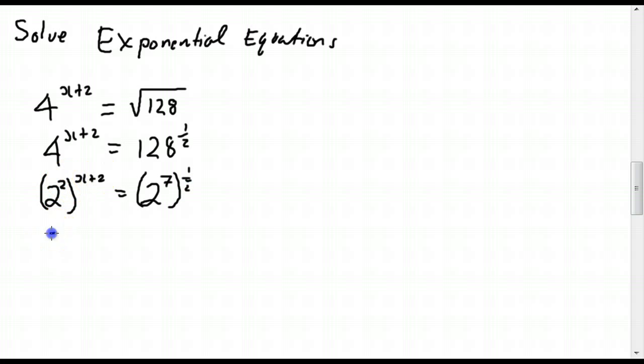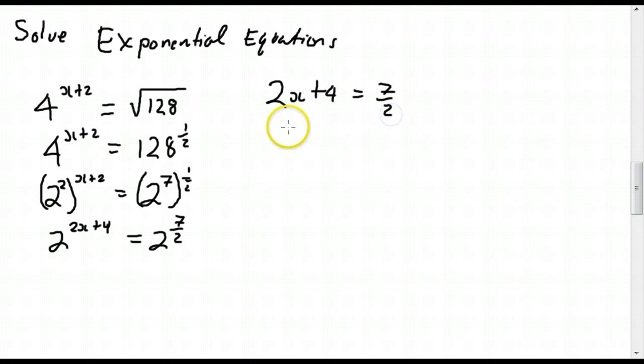We have a power to a power, so we get 2 to the 2x plus 4 equals 2 to the 7 over 2. Again, power to a power, so we're multiplying. Since the bases are now the same, we equate the exponents, so that 2x plus 4 is equal to 7 over 2.